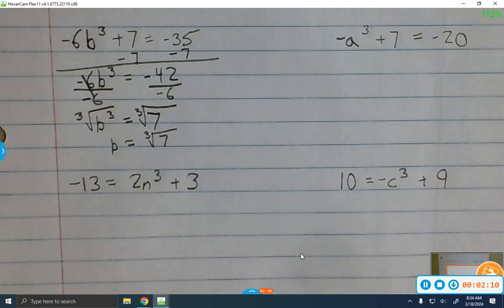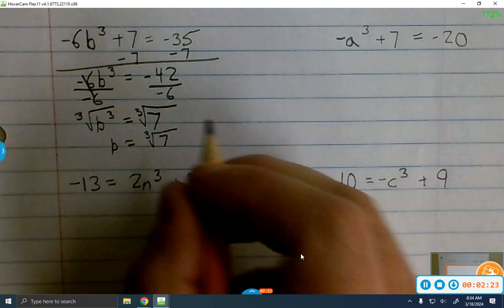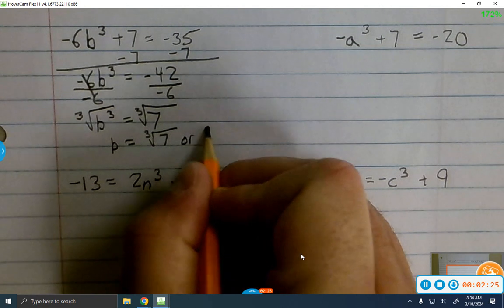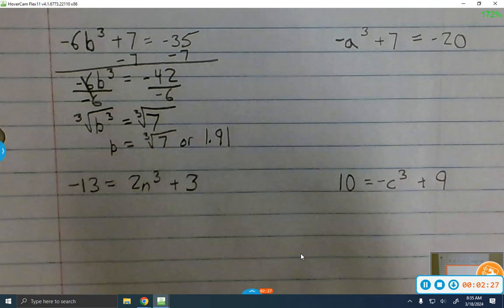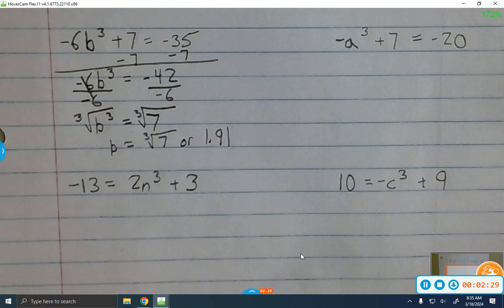Or we can use our calculators. Again, push 3, second, and then it's that caret key, the up arrow. And then let's put in 7. So the cube root of 7 is about 1.91. So either of those would be acceptable for your answer.